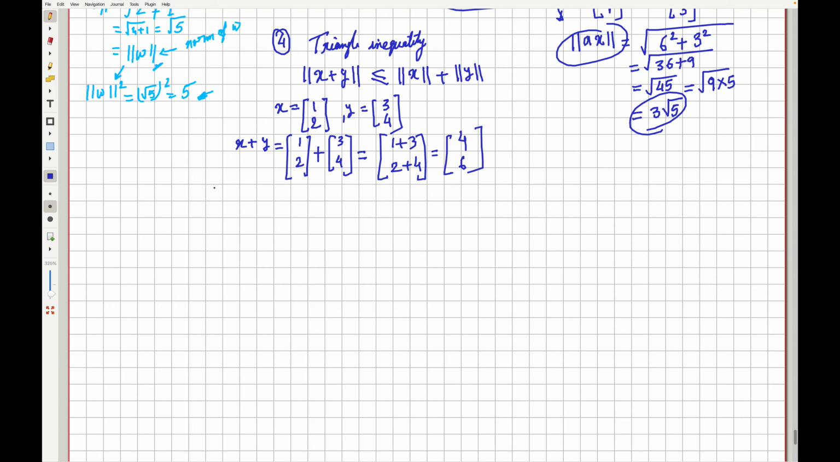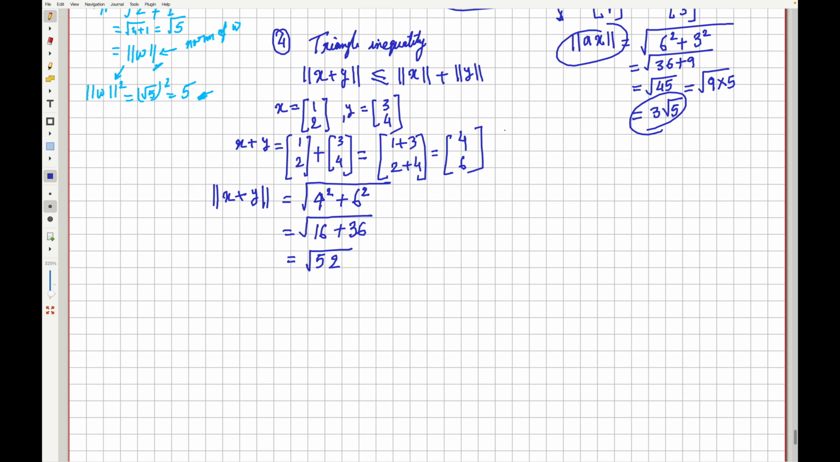Now we try to get the norm of this vector 4, 6 that we have summed. That's going to be the square root of 4 squared plus 6 squared. 4 times 4 is 16, and 6 times 6 is 36, so we get the square root of 52.